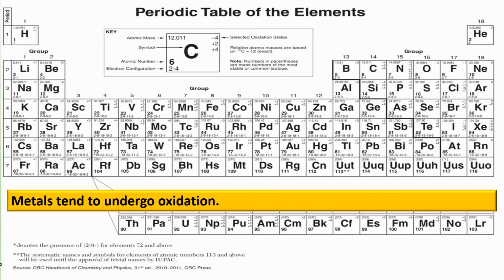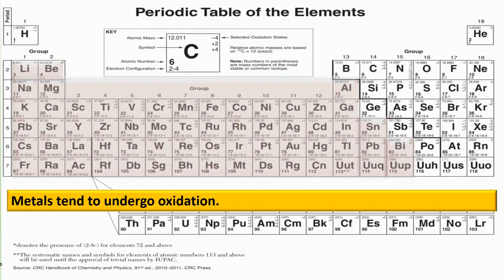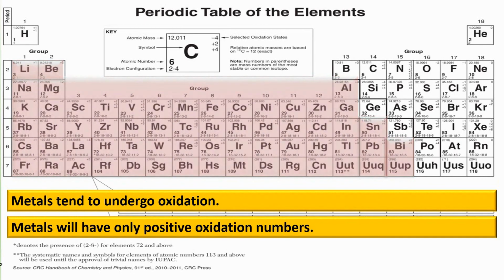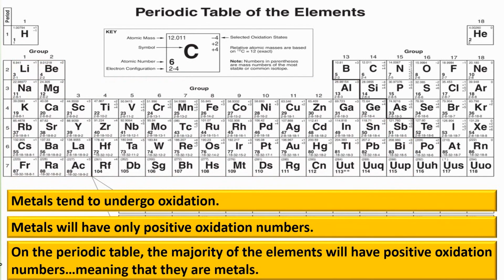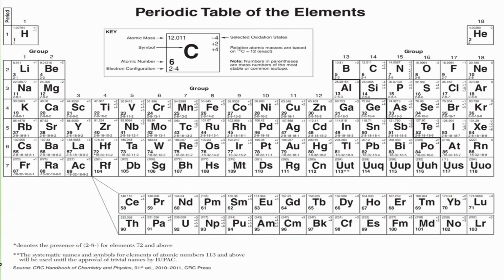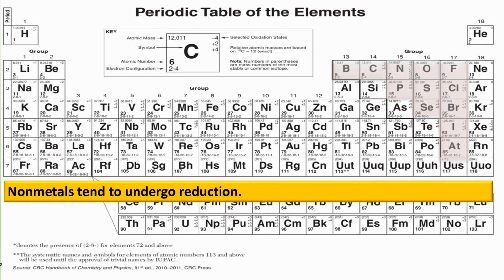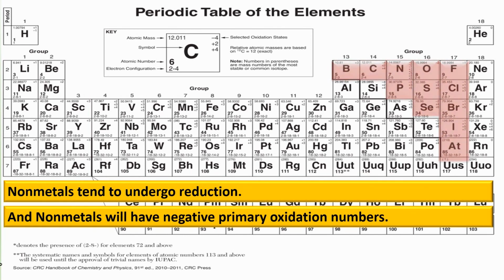Metals tend to undergo oxidation. Metals will have only positive oxidation numbers. On a periodic table, the majority of the elements will have positive oxidation numbers, meaning that they're metals. Nonmetals will tend to undergo reduction, and nonmetals will have negative primary oxidation numbers.